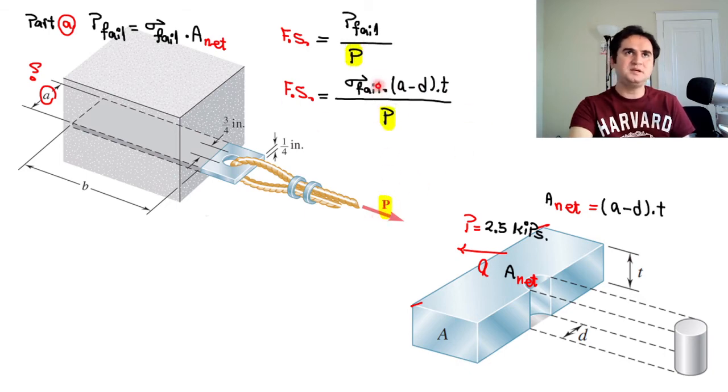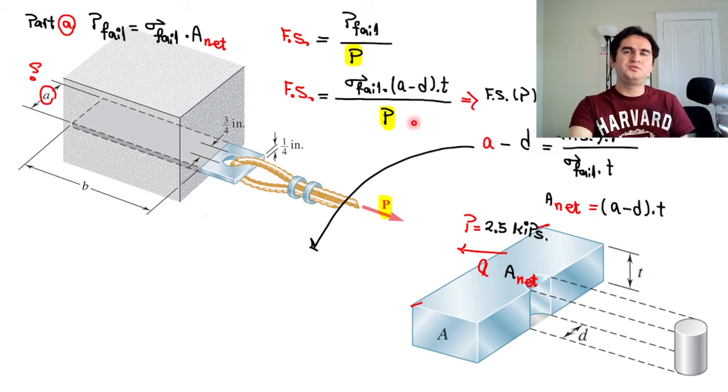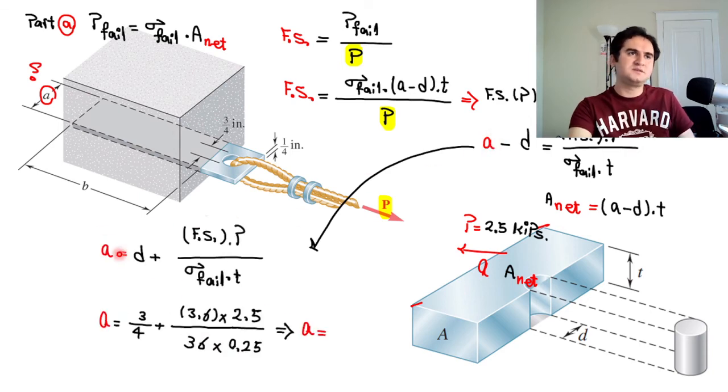This is the same P, and by doing so, factor of safety times P is equal to sigma failure times open parenthesis A minus D close parenthesis times thickness of plate, and the only unknown here is A. If we arrange our equation based only on A, it just gives you A equal to D plus the rest of the equation.